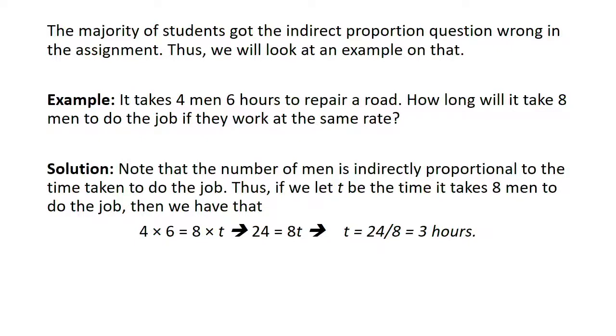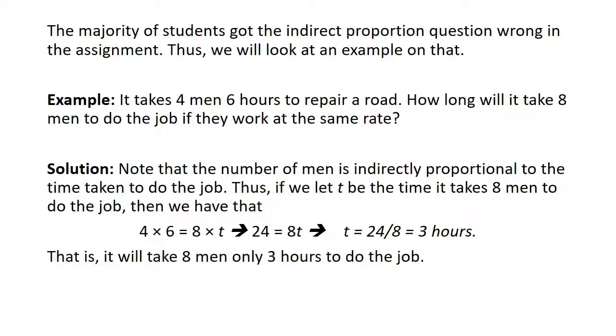4 men for 6 hours, 8 men for T hours, because T is what we want to find, and then you just make T the subject of the formula and you get your 3 hours. Which means it will take 8 men only 3 hours to do the job, while 4 men would take 6 hours to repair the road. So that's an indirect proportion.